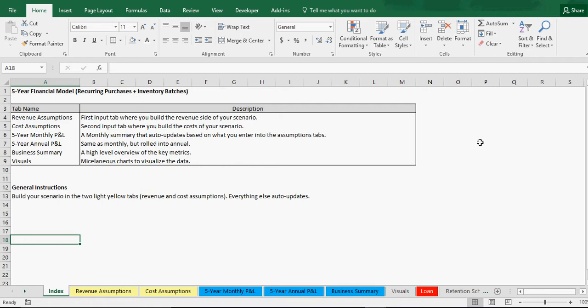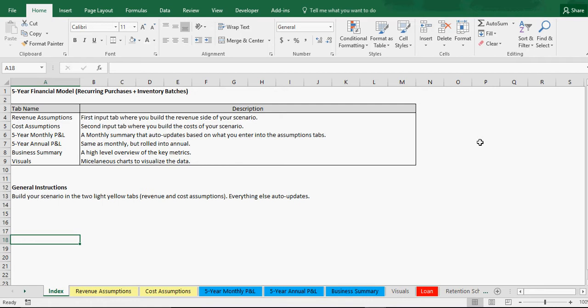And what I have here for you today is a 5-year financial model for recurring purchases plus an inventory batch modulator. What that means is if you sell products to customers, a certain percentage of those customers that buy your product every month will repurchase for a given amount of months in the future. That logic is pretty difficult to build assumptions for so you can test different things, but I've done it.